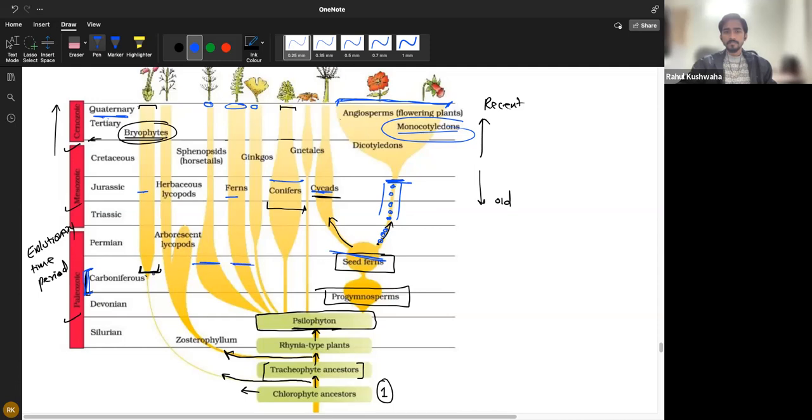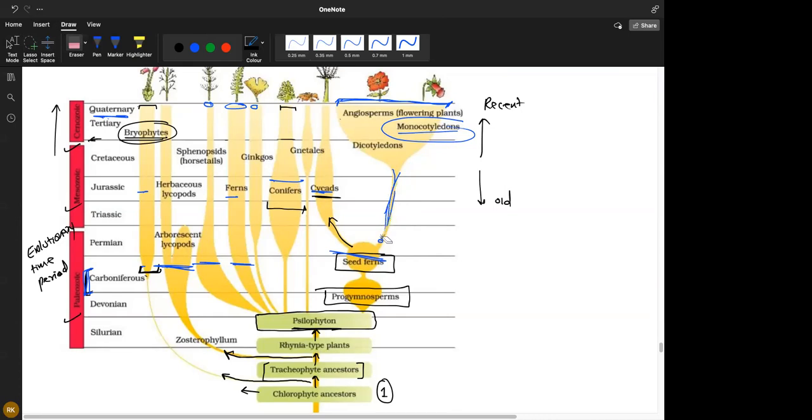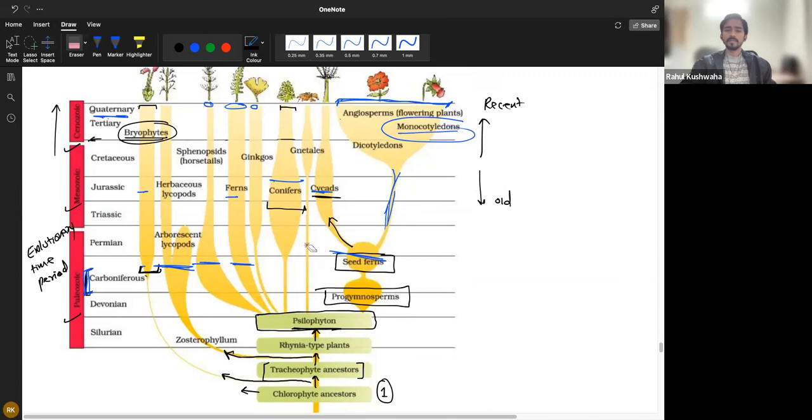Horsetails, seed ferns, and these kinds of plants. The angiosperms were a very tiny fraction. Can you see this narrow chain going up? Yes, sir. So they were very, very minor.